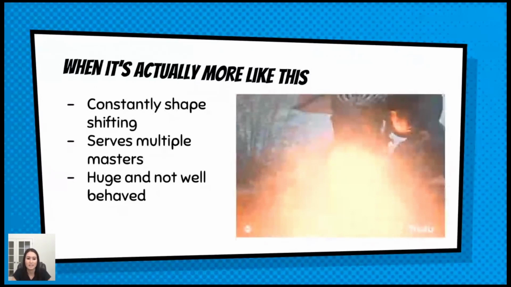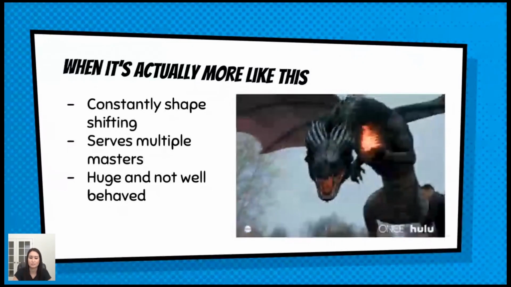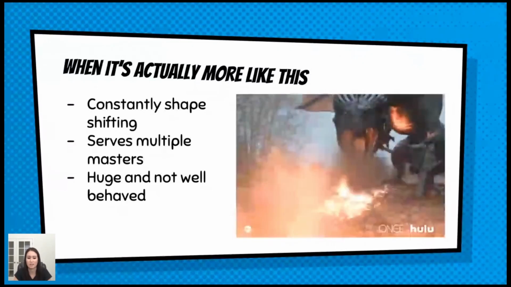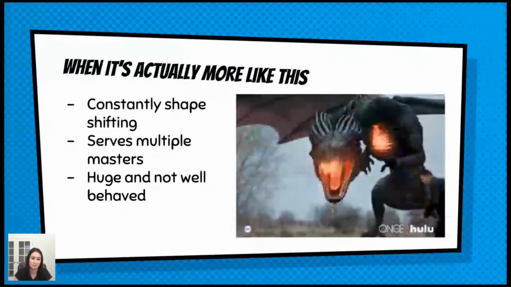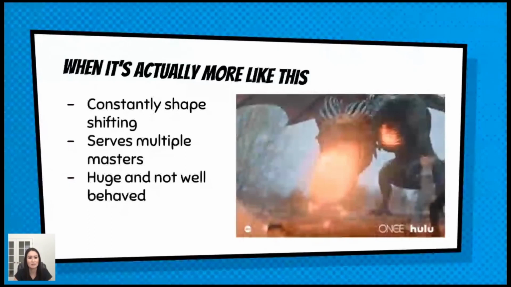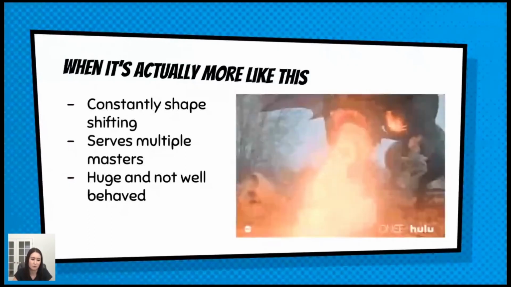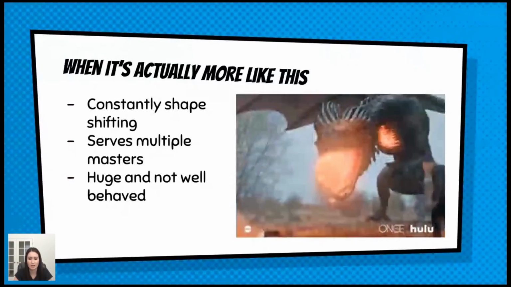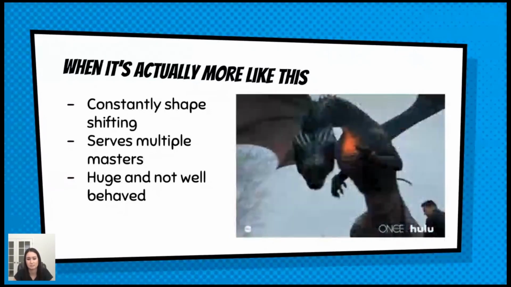And then it starts getting huge and not well behaved. So this is kind of where the monolith comes from. At first you have a small application and then you just keep building on it. And then all of a sudden it becomes monolithic and you're like, how did this happen? But while you're building it, you really have to think about, how do I not let it get to that point?